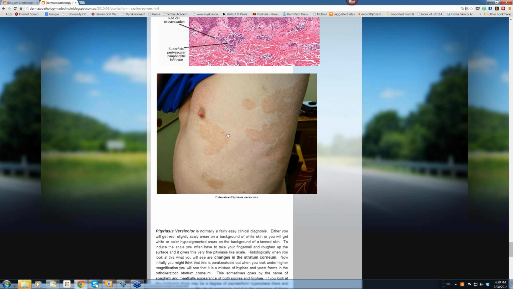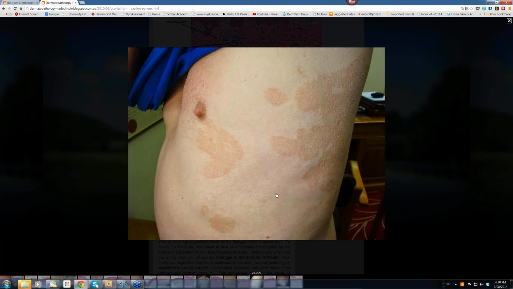Let's go to the other P, Pityriasis versicolor. Now, this is usually a little bit redder than this, and the lesions aren't quite as big as this. There's a fine cigarette paper scale on the surface here that you've got to scratch with your fingernail to bring up. Let's see if we look at this here.